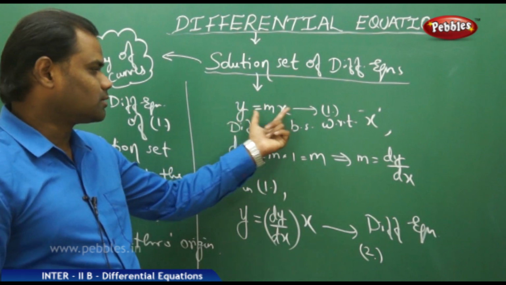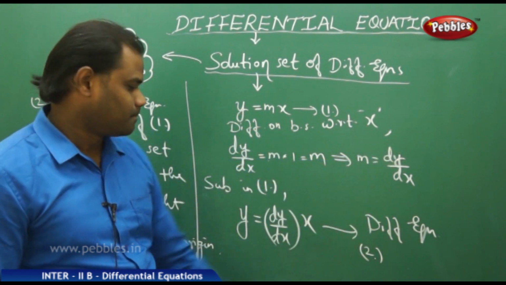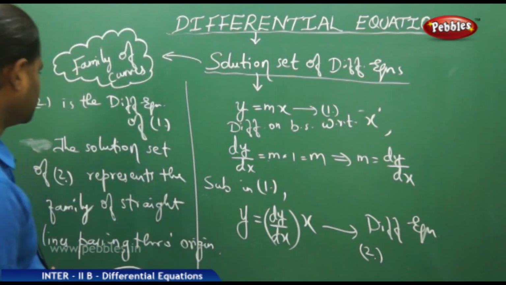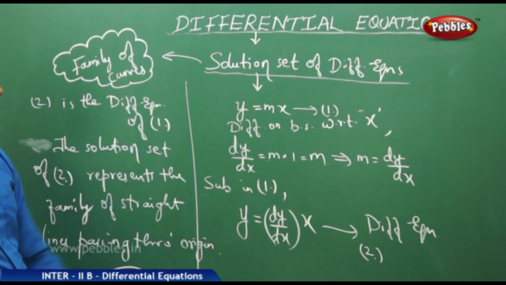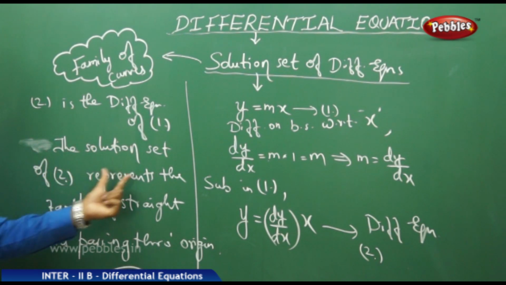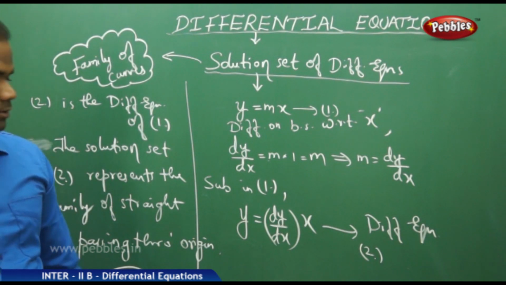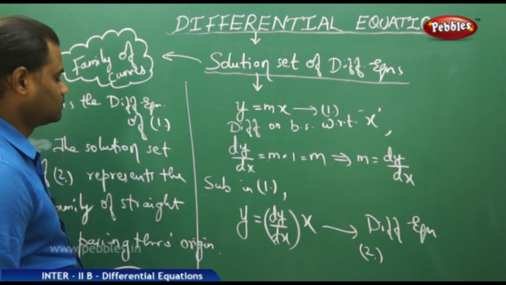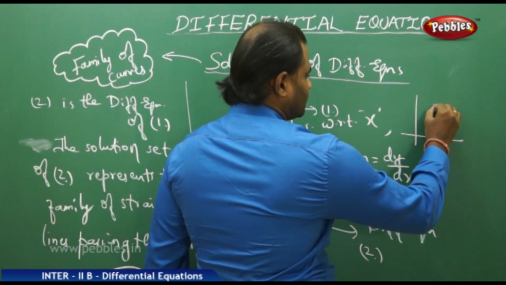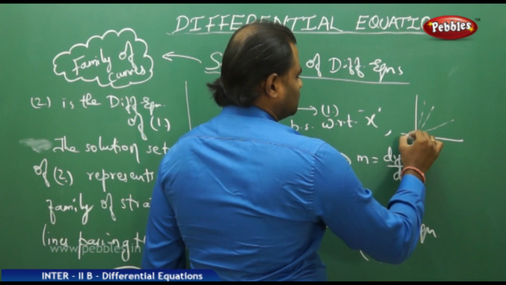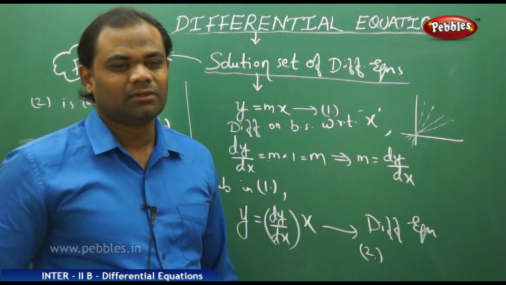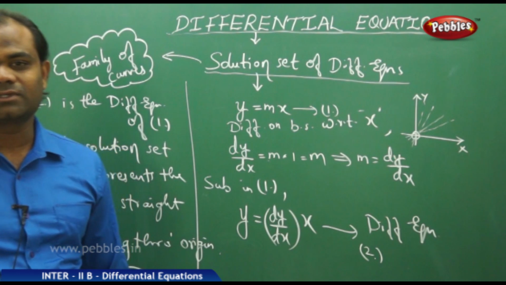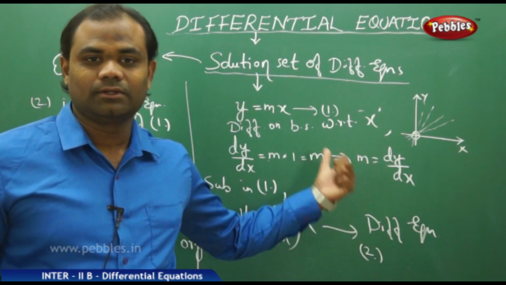With the example problem y equal to mx, when I differentiate on both sides with respect to x, I get the differential equation y equals dy by dx times x, which is called the differential equation of the corresponding equation 1. And therefore, the solution set of 2 represents the family of straight lines passing through origin. The solution of this is this, which clearly is a set of all lines passing through origin. So we have all the set of lines passing through the origin, the family of curves connected with the solution set of the differential equation.